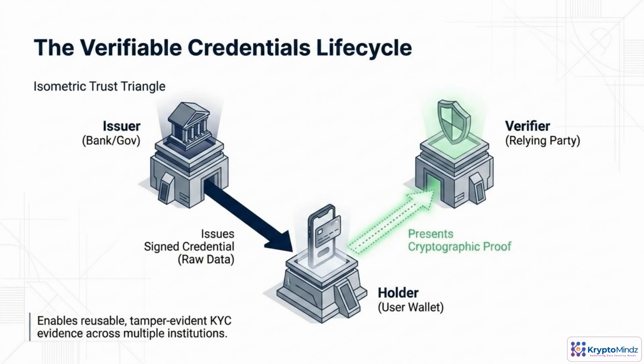Verifiable credentials use a simple triangle of trust. An issuer, such as a bank or government, runs its KYC and signs a credential describing what it verified. That signed object is the core evidence. The user, as holder, stores this credential in a wallet under their control, not the issuer's. When another institution needs KYC, it acts as verifier. Instead of pulling raw data from the issuer, it asks the holder to present a cryptographic proof, which can be scoped, minimized, and checked for tampering.